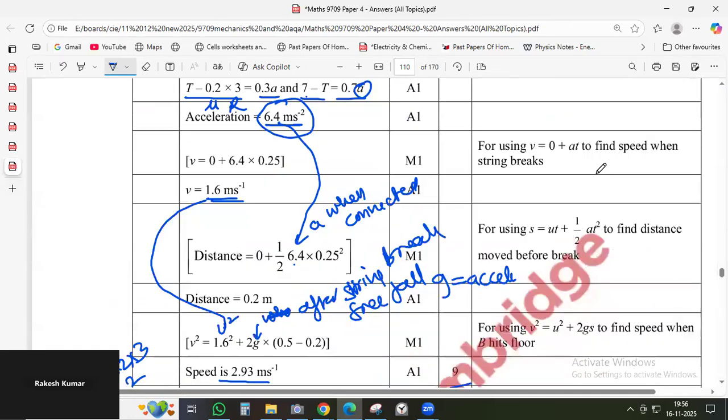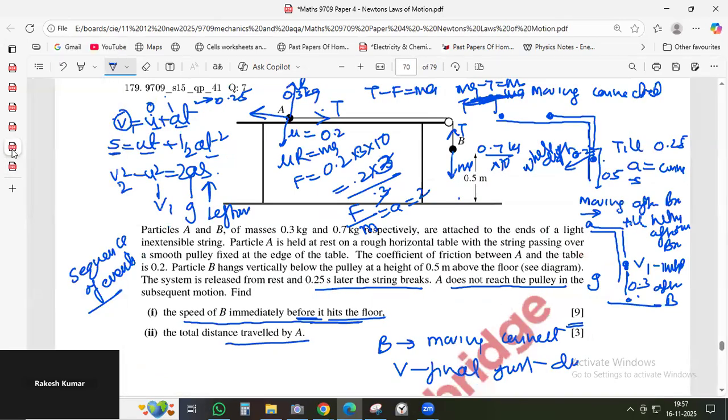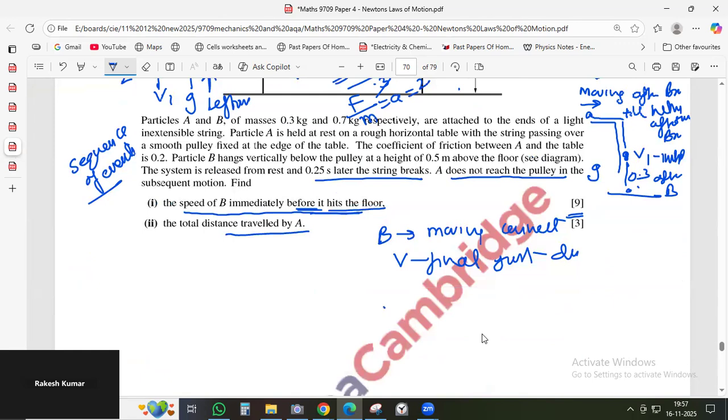He finds the final V using this acceleration and the time. Time was 0.25 seconds. He's still connected. And U is zero because it is from rest, so he gets a V of 1.6. That 1.6 is now the initial velocity for the second event. That means B moving after disconnection.